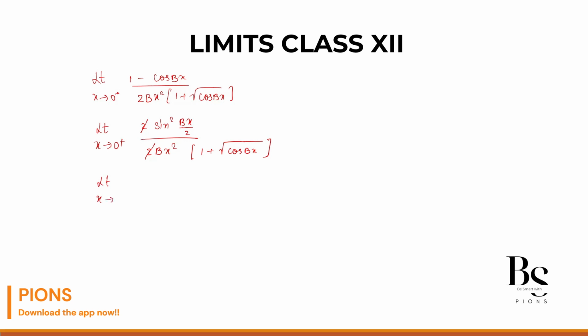So this will be limit x tending to 0 plus. Let me make it simple for you. Sine square means sine bx by 2 into sine bx by 2, whole divided by bx square. So let me just keep this b outside, and x square I am taking as x into x. Later we will pair it up, and here we are left with 1 plus root under cos bx. I hope this is clear.